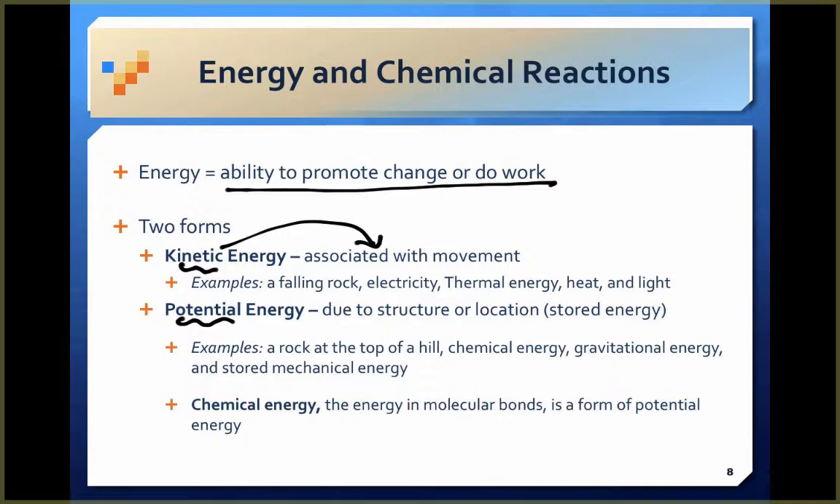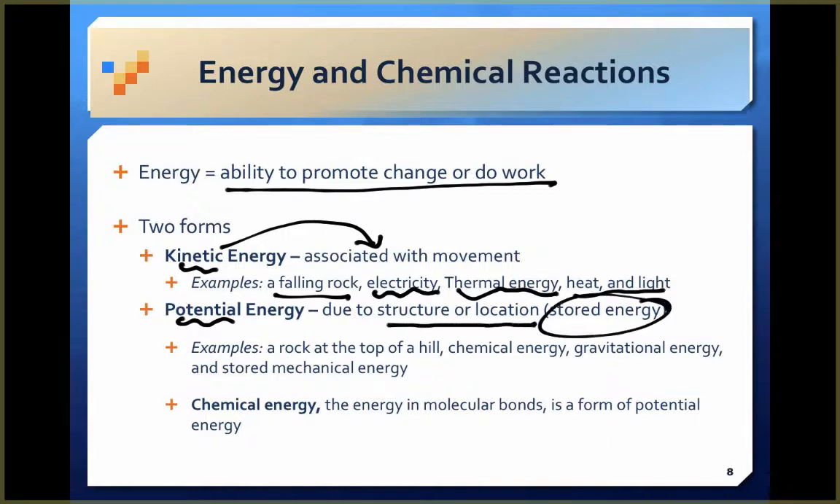They gave examples: a falling rock or a boulder is kinetic energy. Or when you sling a rubber band across, that is kinetic energy. Electricity, because it's moving. Or thermal energy, heat and light. All of this is essentially classified as kinetic energy because it has movement. Now, potential energy is due to structure and location.